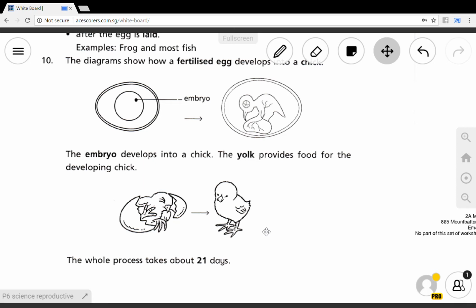So what happens to the yolk? It's a nutrient. It provides food for the chick. So when you eat the egg yolk and egg white, you're just eating the food that's meant for the chick. You're not eating the chick. You understand? Sometimes you can see the embryo, like one tiny little black spot over there.